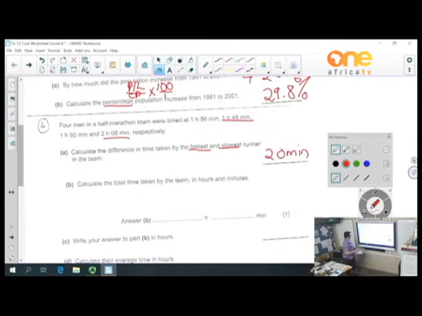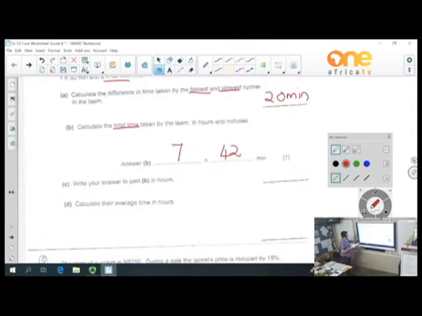Then calculate the total time taken by the team in hours and minutes. So we just have to add all 4. Again, remember there's only 60 minutes in an hour. So if you change it, what did you get? Yeah, I got 42 minutes. 7 hours and 42 minutes.